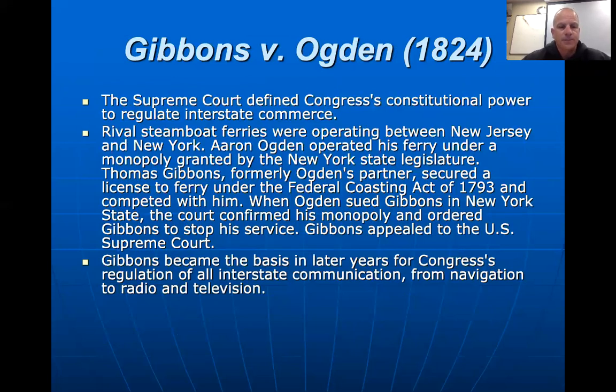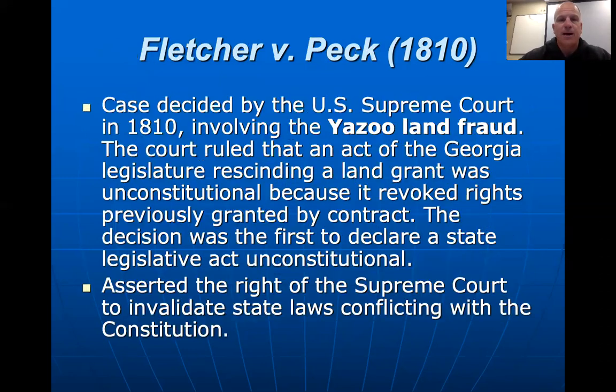Gibbons versus Ogden. The Supreme Court defined Congress's constitutional power to regulate interstate commerce. This is specified in the Constitution, that matters dealing with interstate commerce, Congress deals with them and not the states. But it was crystallized here in Gibbons versus Ogden. That's big. It's very similar to Marbury versus Madison, which crystallized judicial review. It was previously stated in the Constitution, but it had been violated.